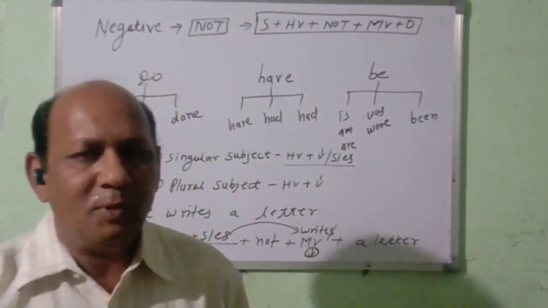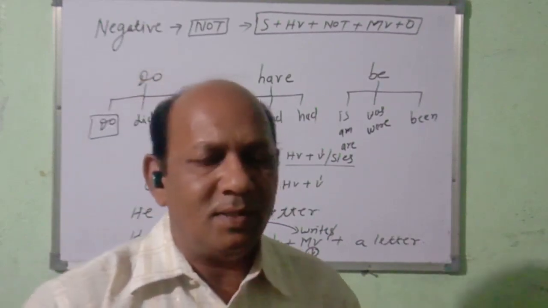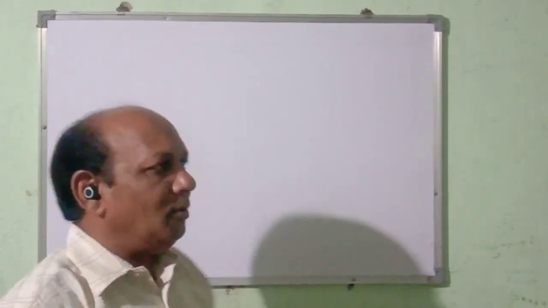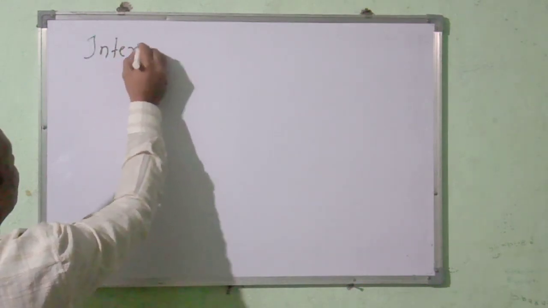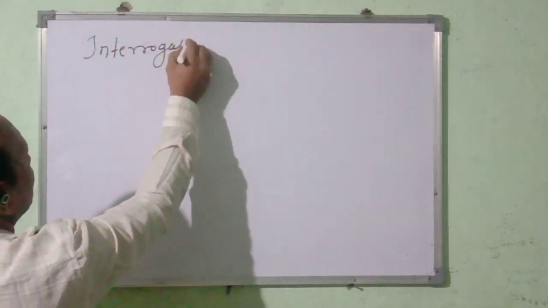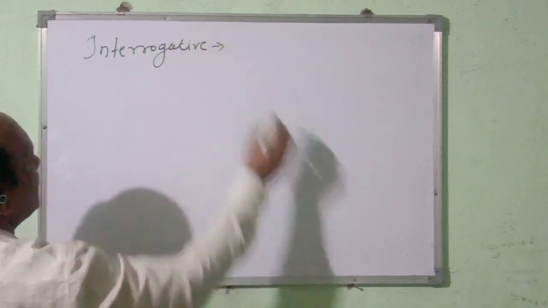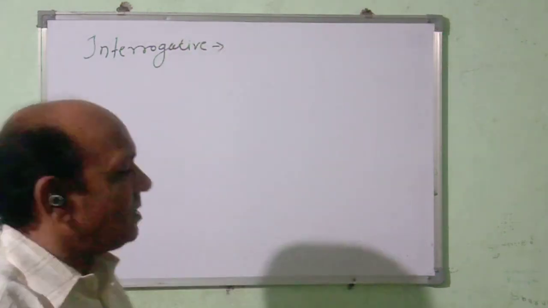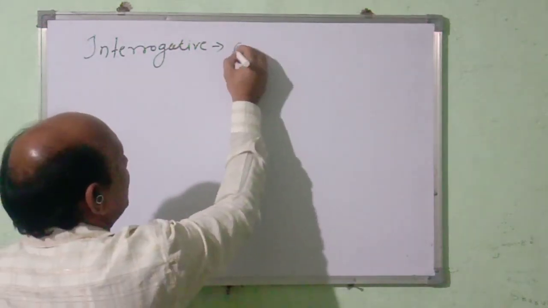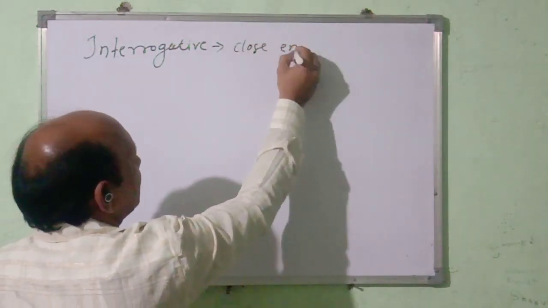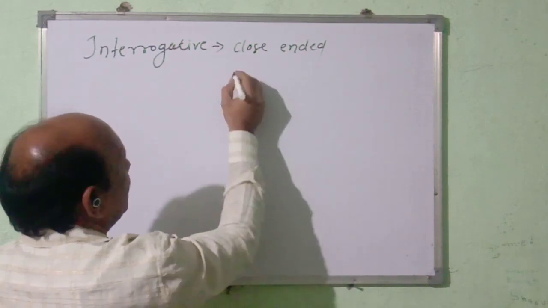Afterwards we will see what the interrogative sentence is. So let's go with the interrogative sentence. The interrogative sentence is further divided into two parts. The first one is close-ended and the second one is open-ended.